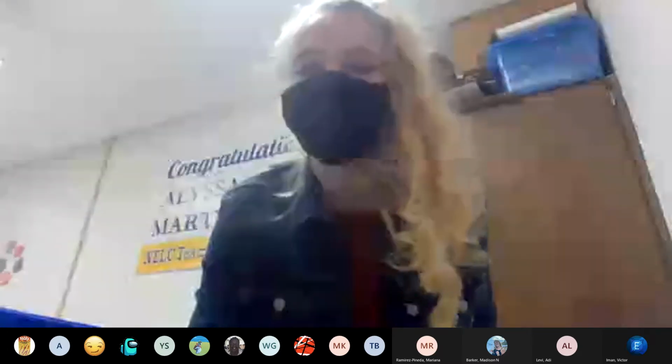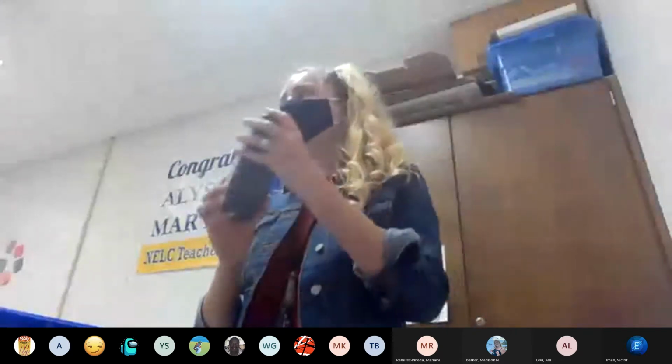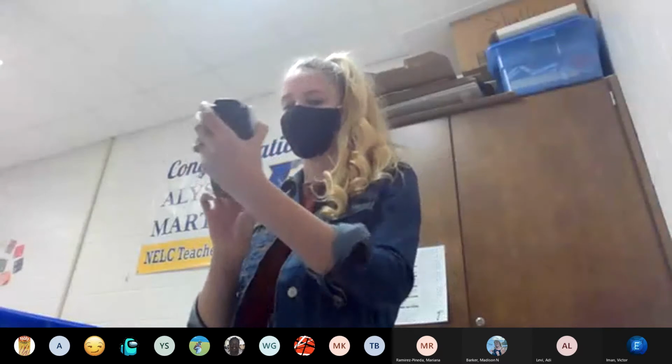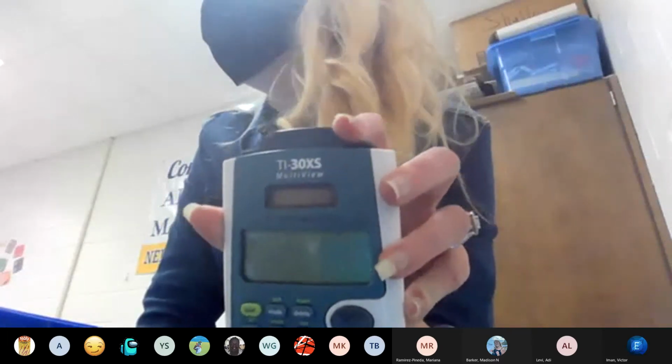So for those of us who have the handheld calculators in person or at home, I'm going to go ahead and just spotlight myself so you guys can see me bigger. What we are going to be doing is, if you look on your calculator, there are the buttons that say sine, cosine, and tangent, right? Do you guys see those buttons on your calculator? The sin, cos, and tan, right?